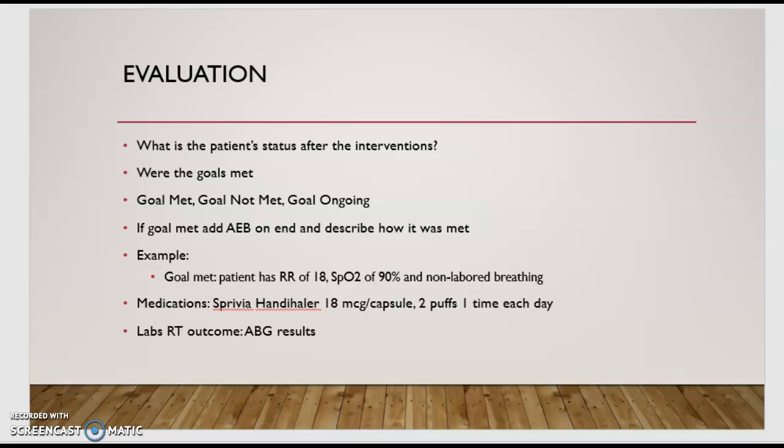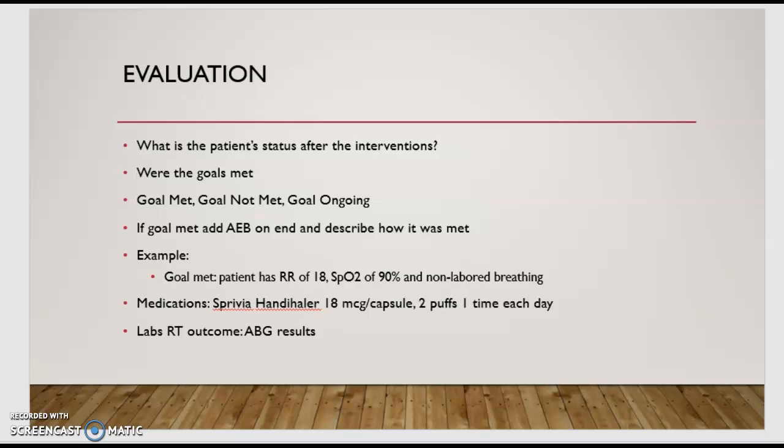Evaluation is assessing what is the patient's status after the interventions. Were the goals met? So you can say either goal met, goal not met, or goal ongoing. Just because the goal was not met by the end of your shift does not mean it's a bad thing. Okay? It's okay to say goal ongoing or goal not met because then you would go back in and change the care plan to reflect that.